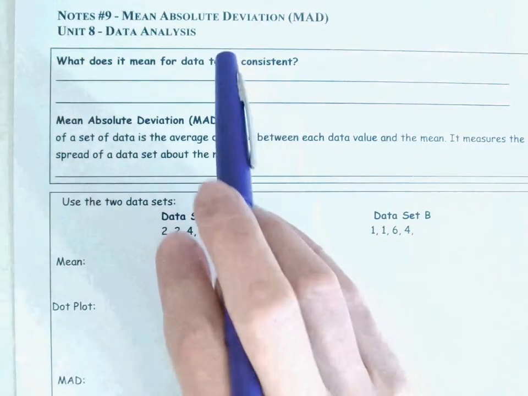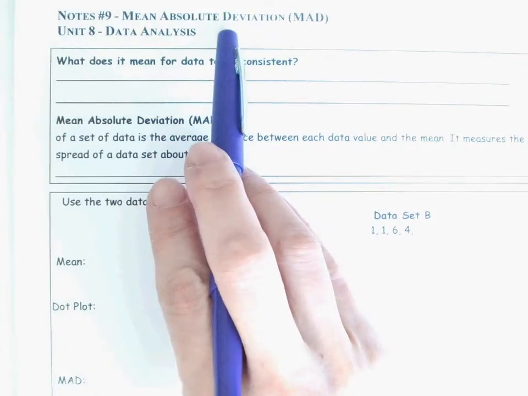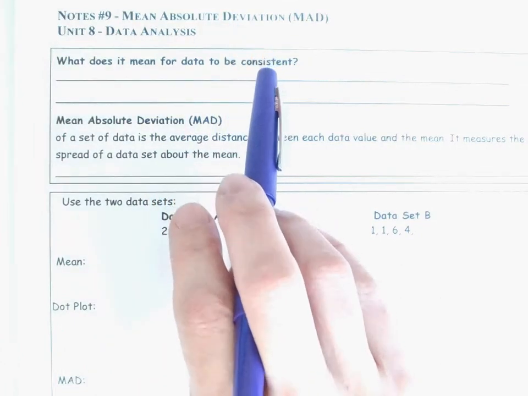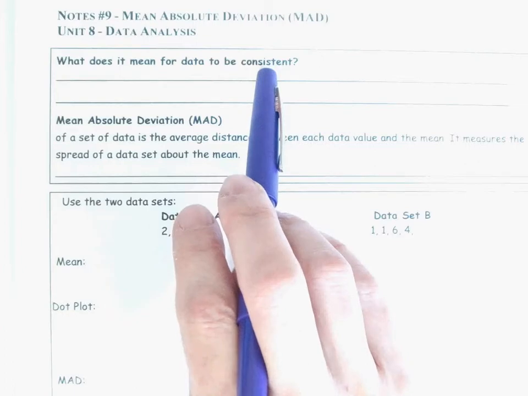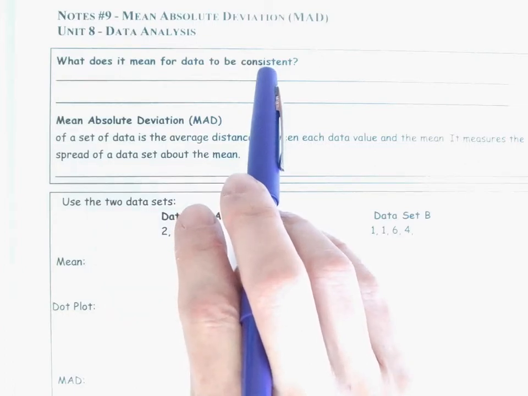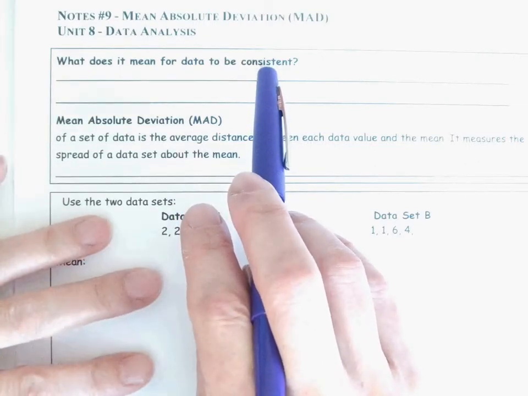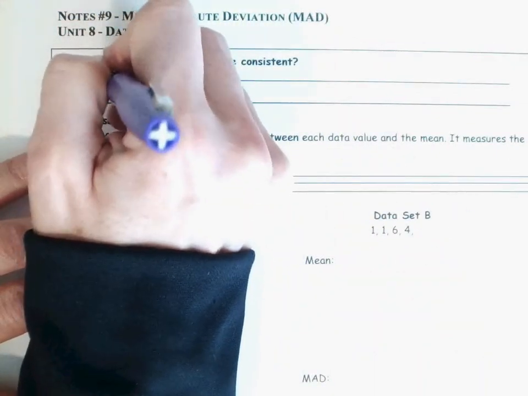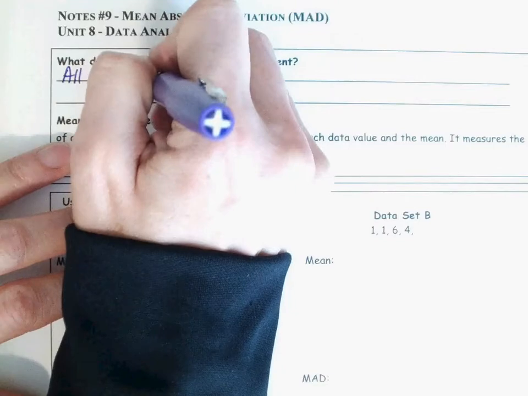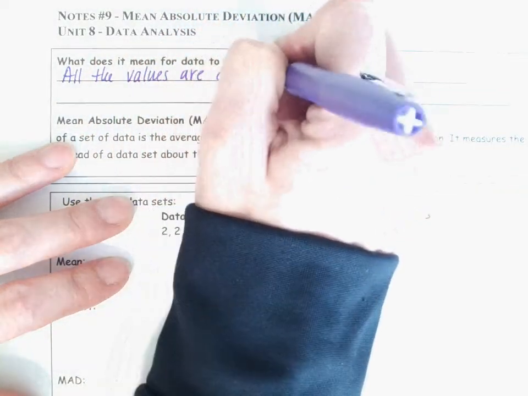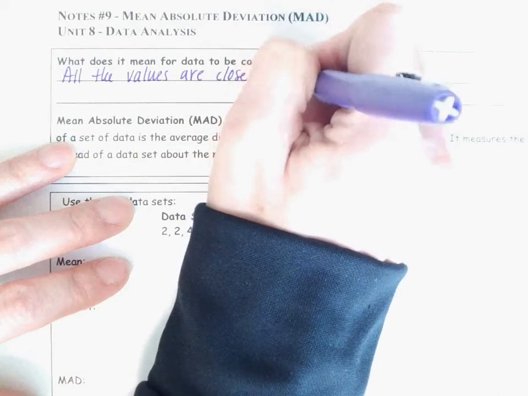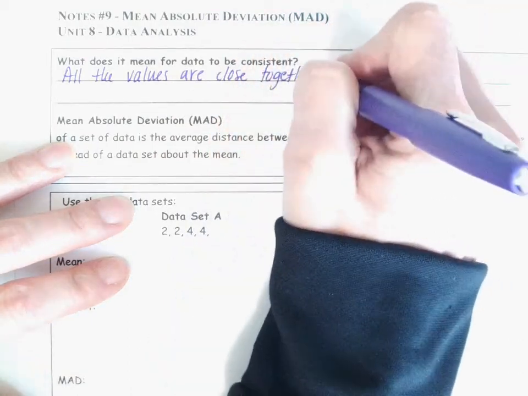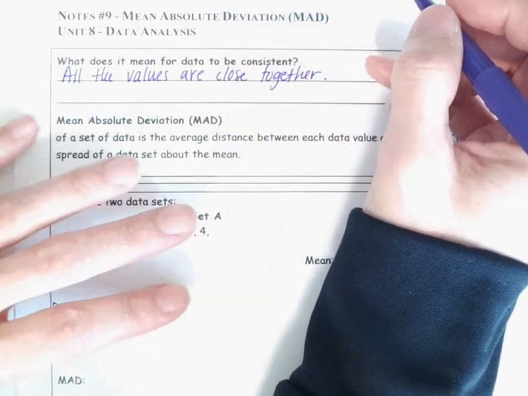So like I said, it measures variability. So what that means is it talks about consistency of data. So what does it mean for data to be consistent? It means that all the values are close together, and there is not much variation.